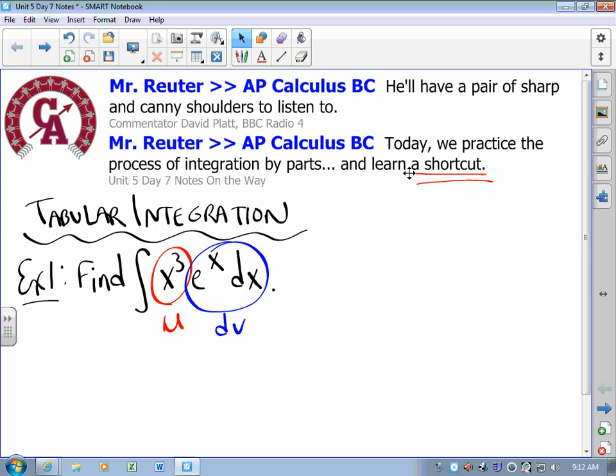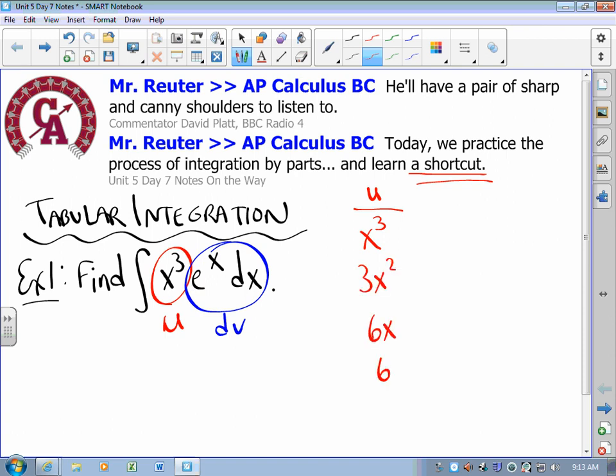So what tabular integration does is it allows us to take these problems where we know we're going to have to do integration by parts and by parts and by parts again, and come up with a simple answer very quickly by recipe. And the way we do that is we say, well, I know what the u function would have been. It would have been x cubed, the polynomial all along. And so we just take derivatives of x cubed until they run out.